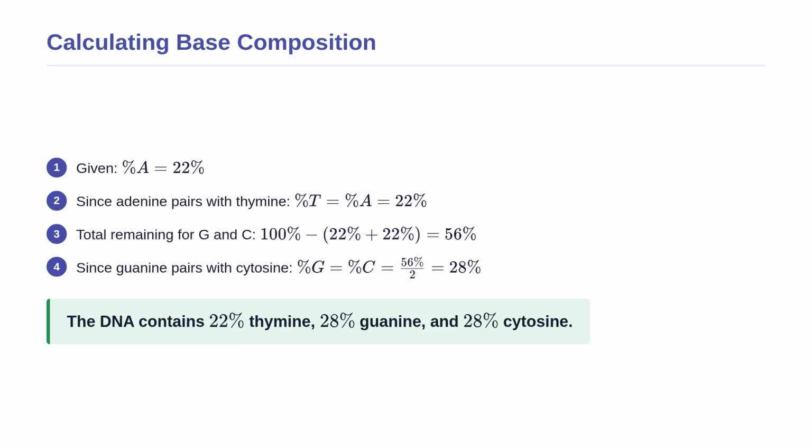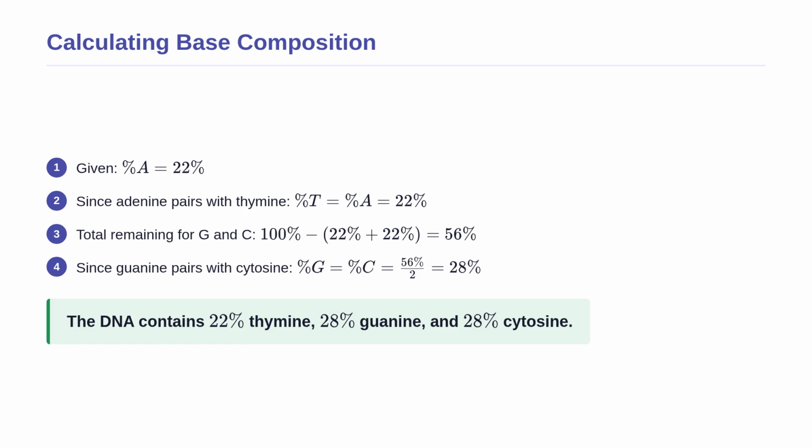First, we use the rule that adenine pairs with thymine. Since adenine is 22%, thymine must also be exactly 22%. Together, they make up 44% of the total DNA. Next, we subtract this 44% from the total 100%, which leaves us with 56%. This remainder belongs entirely to guanine and cytosine.